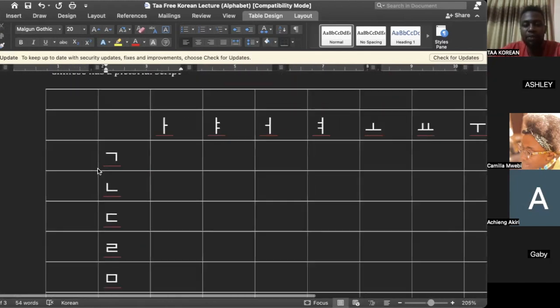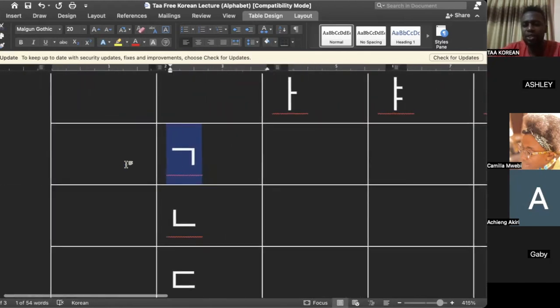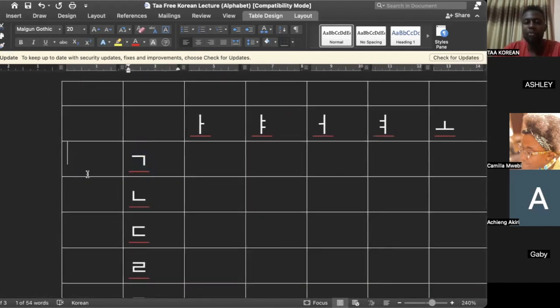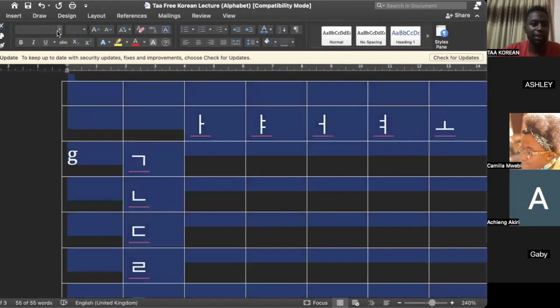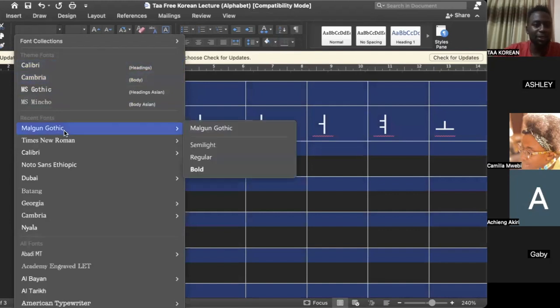So we start with this first letter. This letter is usually pronounced like a G. Isn't it G? Yeah? Like Gabby. Gabby would start with this letter, G.